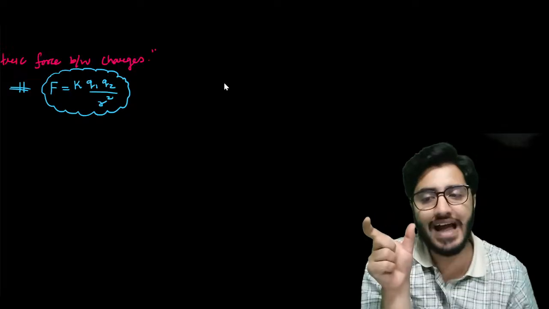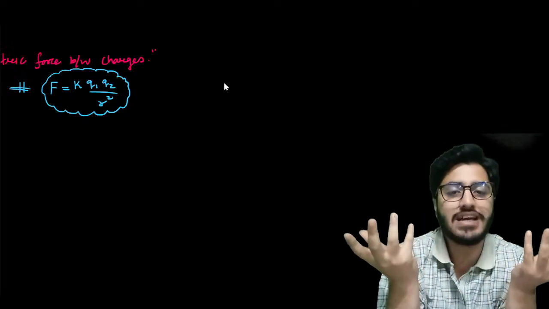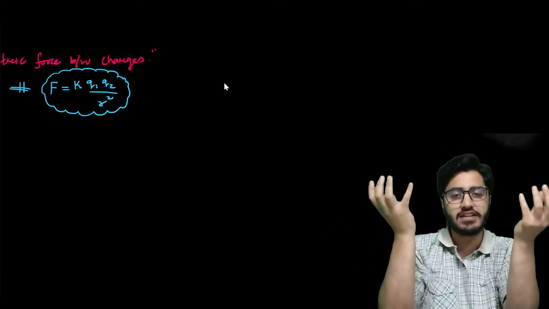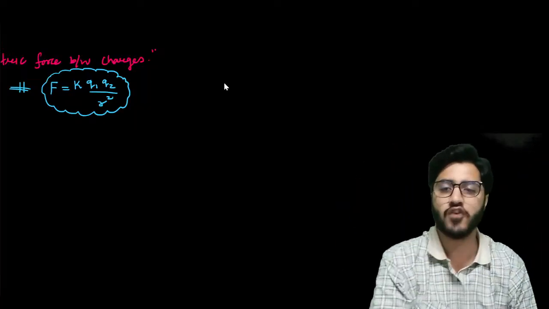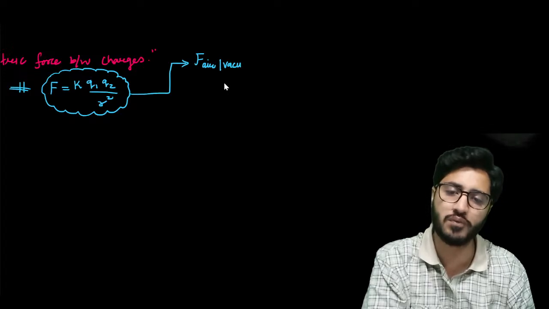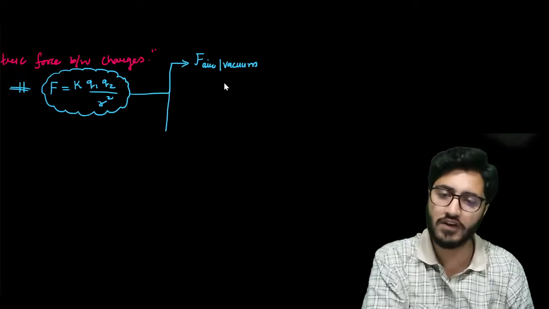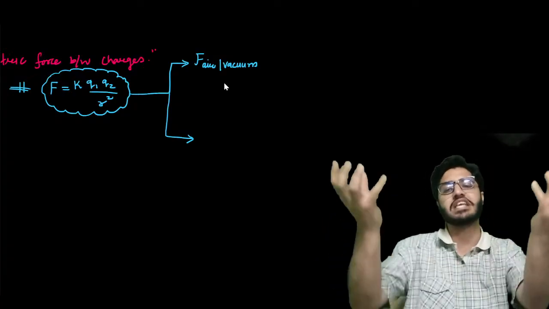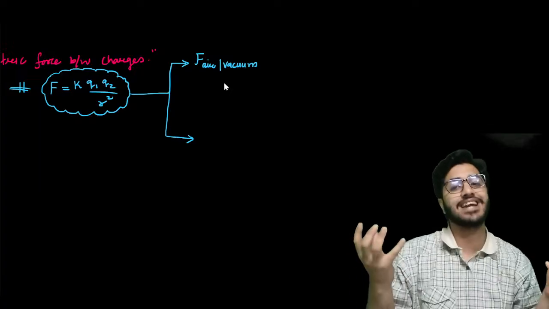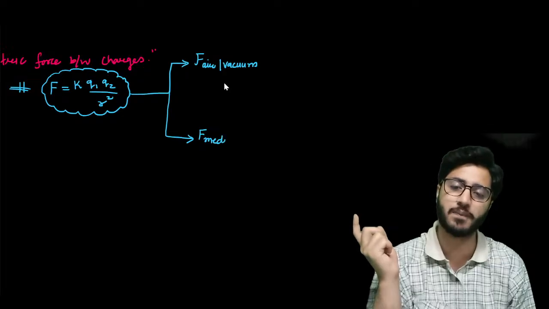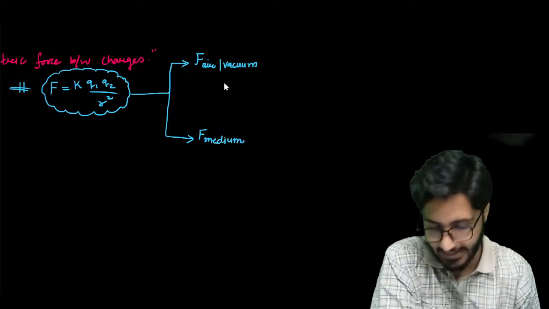Let us suppose we have the particles in air or vacuum. We have two particles Q1 and Q2, and we are calculating the forces between them in air or vacuum. For that we will define force in air or force in vacuum. I will write force in air or force in vacuum. Now suppose we take these two particles into a different medium, inside water or inside kerosene. That means we have a medium there. I will write force in medium.